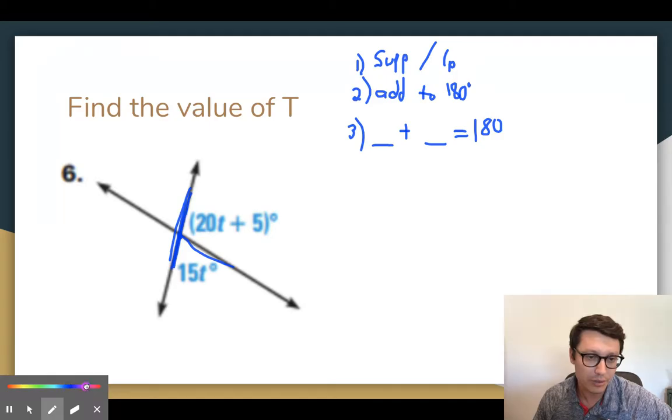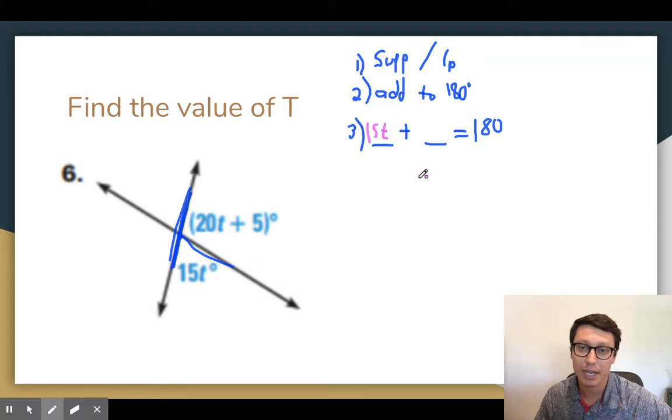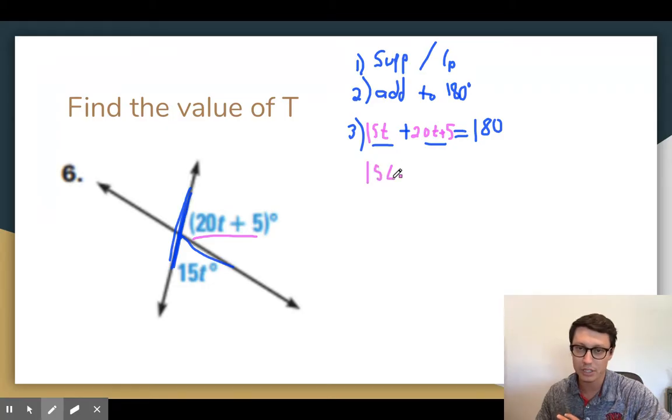All right, if we use a different color, one angle is 15t. I hate using t because it makes it look like a plus sign. It's okay. The other angle that we have here is 20t plus, I'm running out of room, I'm sorry, plus 5. Okay, so I'm going to rewrite that now. Our entire equation is 15t plus 20t, plus 5 equals 180. I'm trying to really make a difference between t's and pluses.